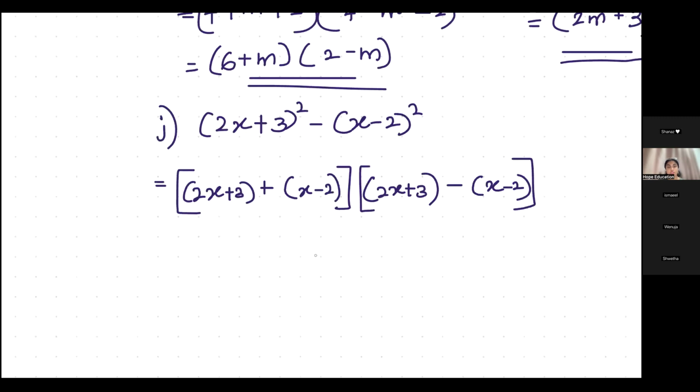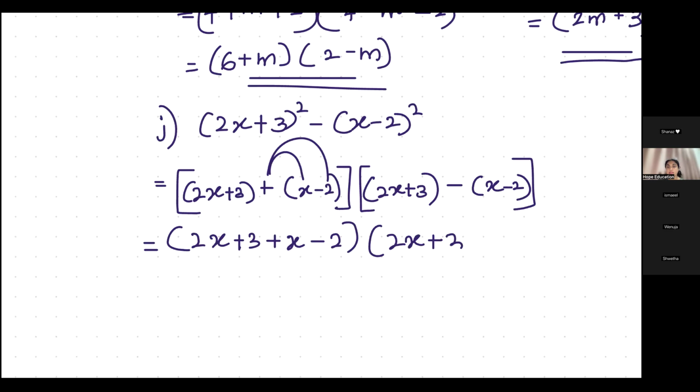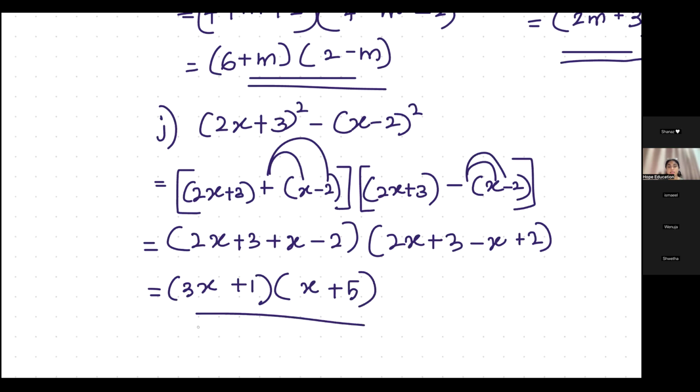So then what do I have? 2x plus 3. Here plus times plus answer is plus. Plus times minus answer is minus. And then here 2x plus 3. Minus times plus is minus. Minus times minus is plus. Okay. Then here 2x plus x is 3x. 3 minus 2 is 1. Here 2x minus x is 1x. Plus 3 plus 2 is plus 5. So you get the answer like this.